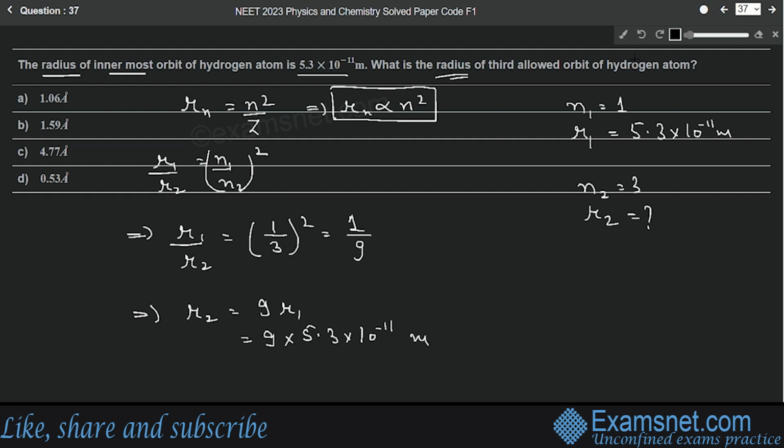So on solving this, we'll get 47.7 into 10 to the power minus 11 meter. But in the options we have angstrom unit. So it can be written as 4.77 into 10 to the power minus 10 meter, and minus 10 meter means angstrom, so it will be equal to 4.77 angstrom. So the correct option will be option number C, 4.77 angstrom.